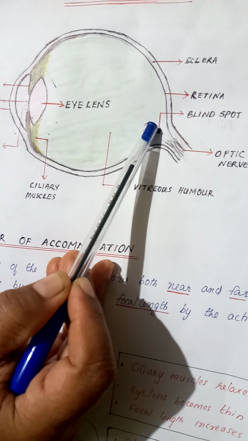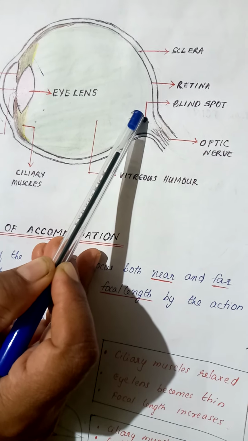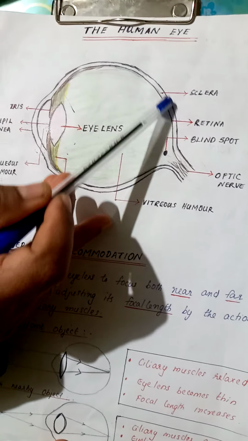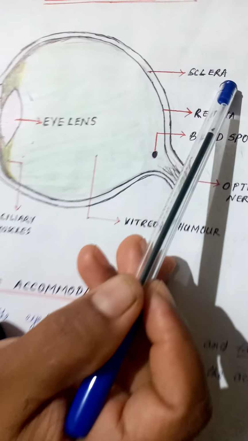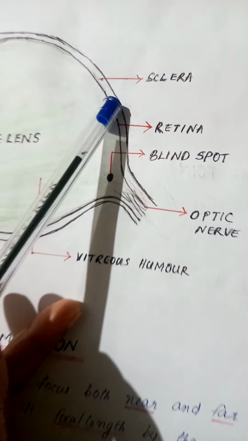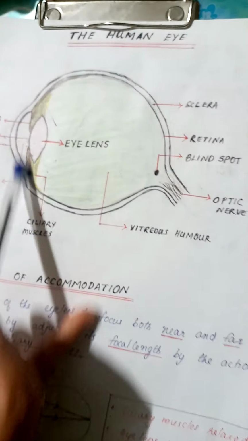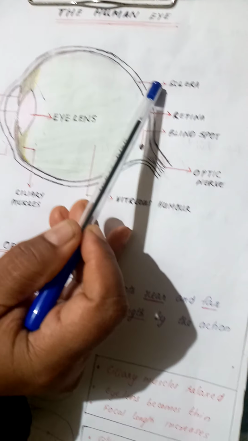Hence, if any image is formed on the blind spot, it cannot be sent to the brain. Now there is another structure called the sclera. It is an opaque, fibrous, protective outer covering of the eye. It is white in color.